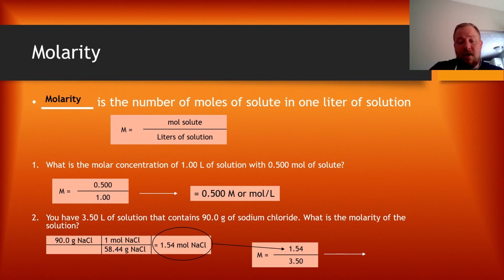So we have our moles of solute, which was 1.54. It told us in the problem that we had 3.5 liters of solution. So we're going to go ahead and divide 1.54 by 3.50. And you should have gotten roughly 0.440 moles per liter, or molar solution.